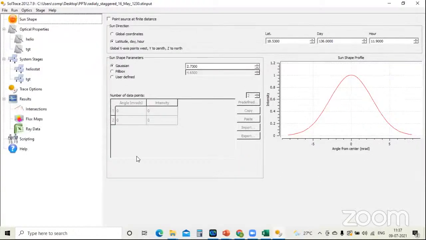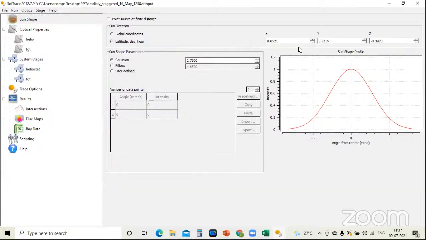So this is the SolTrace software. This is the GUI of SolTrace software. Initially, we have to give the sun shape and the sun direction. In the sun direction, either you can give the global coordinate, so you have to find out the X, Y, Z coordinate of the sun.